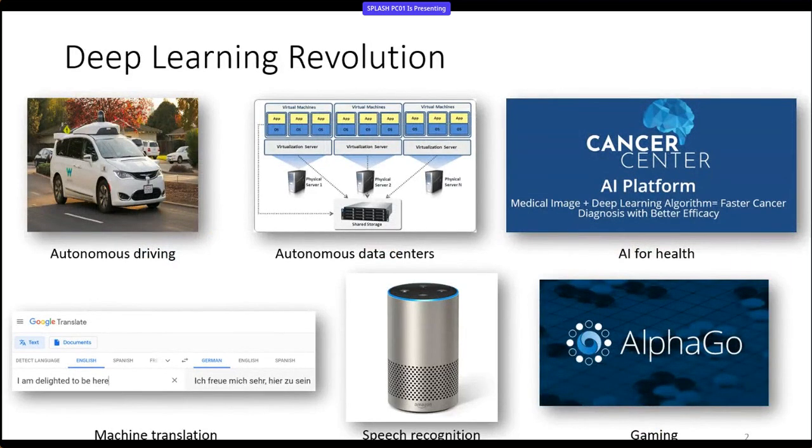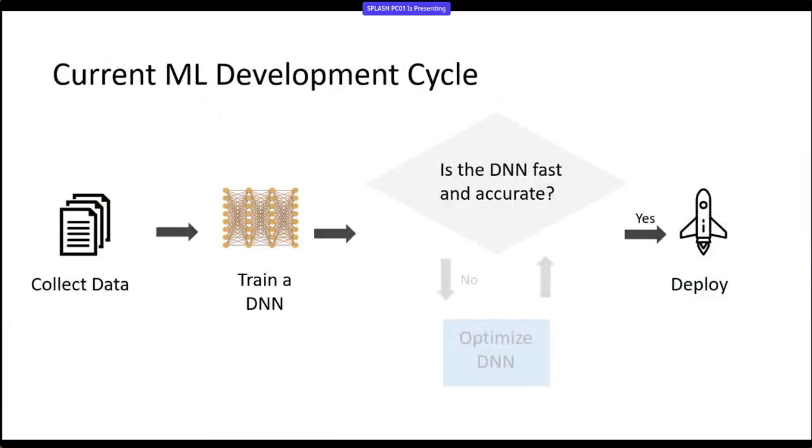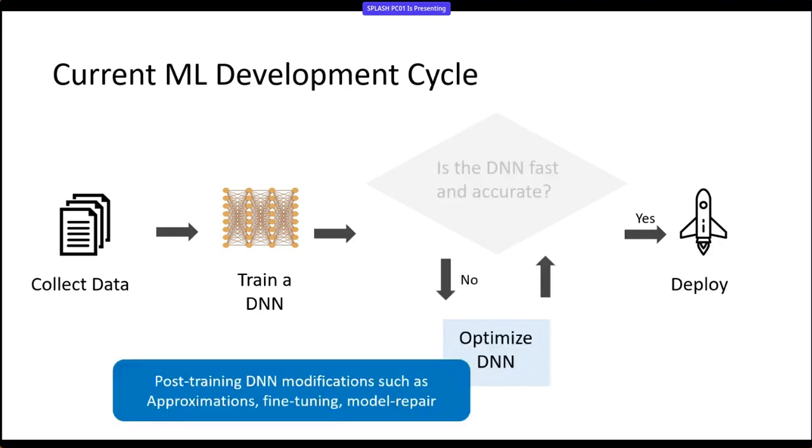Recent years have seen this deep learning revolution where deep neural networks are used for many challenging tasks such as autonomous driving, speech recognition, and many more. These deep neural networks are deployed through a development process as shown in this picture. First, we collect data. Then, using the data, we train a deep neural network. After that, we iteratively modify this deep neural network until end users' accuracy and performance requirements are satisfied. These modifications include post-training steps such as fine-tuning, model repair, approximations, and many others like them.